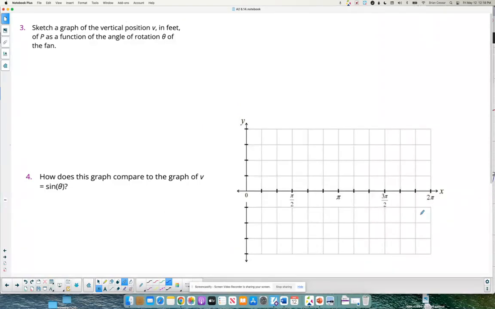Sketch the graph of the vertical position, v in feet of p, as a function of the angle of rotation theta. So everything's the same here. It's just going to be a sine function. So I have to use v instead of h. So I'm going to change my axis to v. No, I'm sorry, this is v. Sorry, and then this is theta. Okay. V equals sine of theta plus pi over 6, because we're still starting out ahead. So there's my function. Change that v down there. Same translation, it's just a different starting graph.